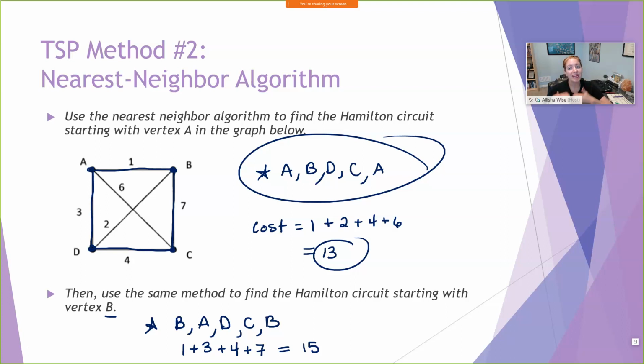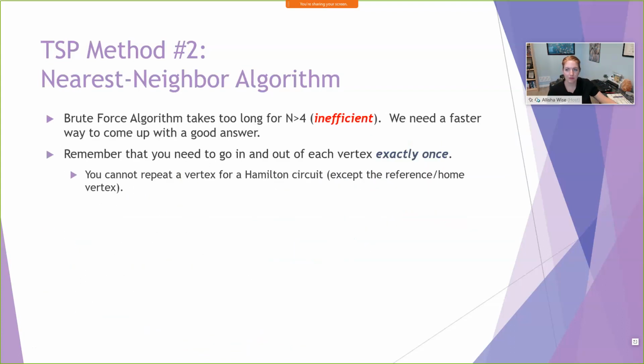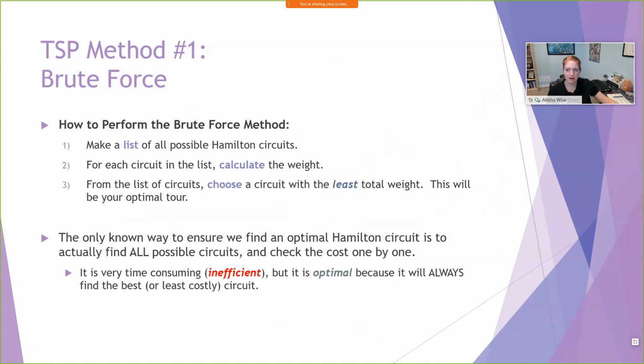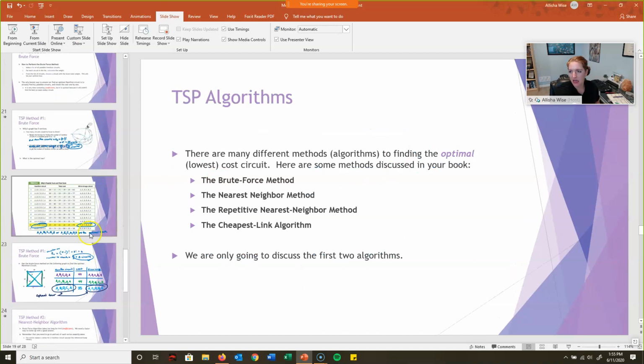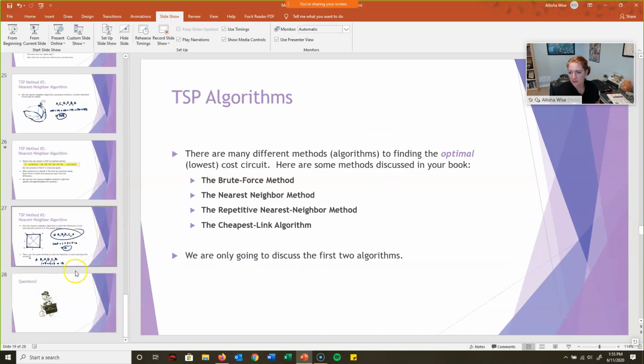But repeating this nearest neighbor algorithm leads into the repetitive nearest neighbor algorithm, which is the next one. It's basically repeating the nearest neighbor and then seeing which one is the cheapest. It's quite a bit less time consuming to do that.